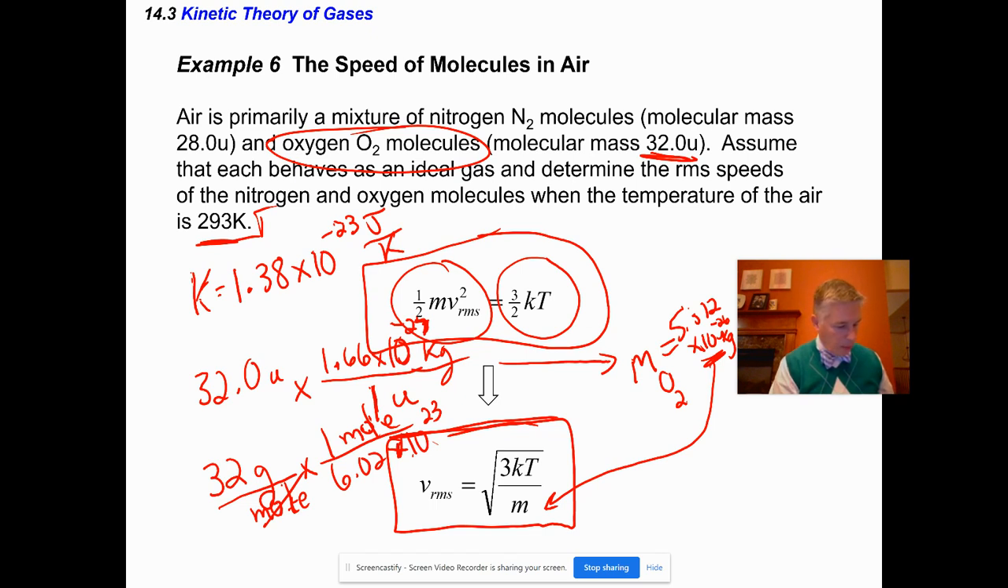The square root of 3 times my 1.38 times 10 to the negative 23. And then I'm going to multiply by the temperature, 293. And then I'm going to divide it by the mass, 5.312 times 10 to the negative 26. Chunk that out, and I get about 478 meters per second. So the oxygen molecules in the air, when it's about 70 degrees Fahrenheit, are moving at about 500 meters per second, a little less: 478 meters per second.